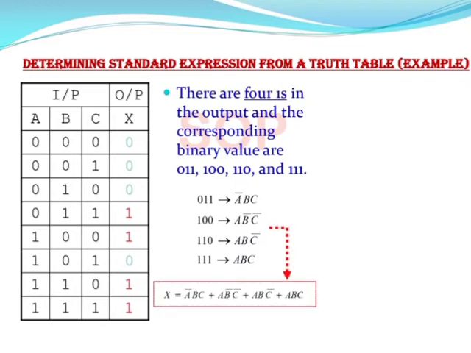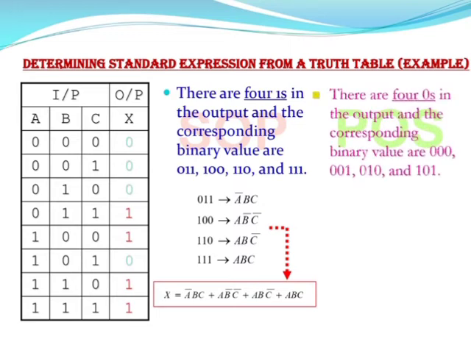Now, the final standard SOP expression is X is equal to A bar B C plus A B bar C bar plus A B C bar plus A B C. Now, let us do POS. For POS, first you should check how many 0 outputs are there.